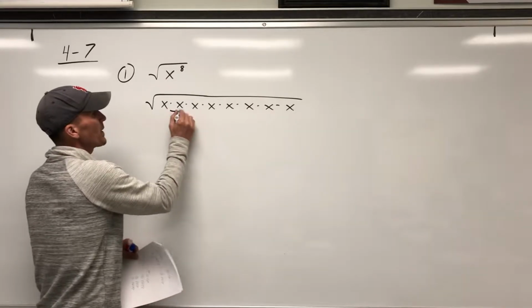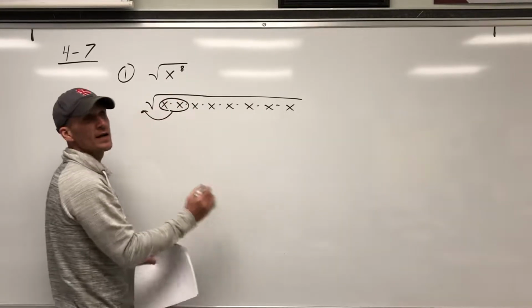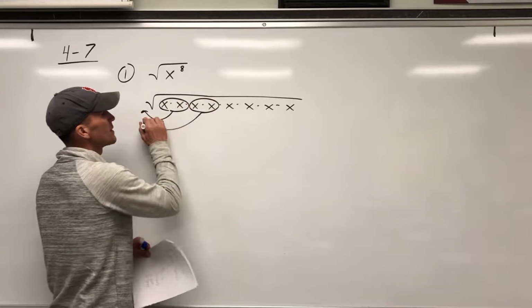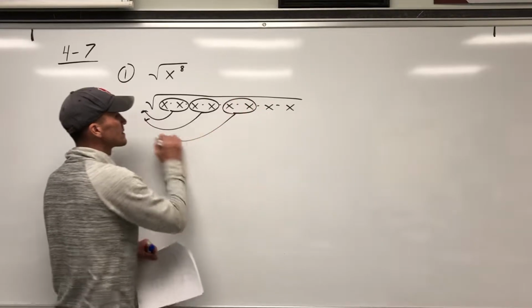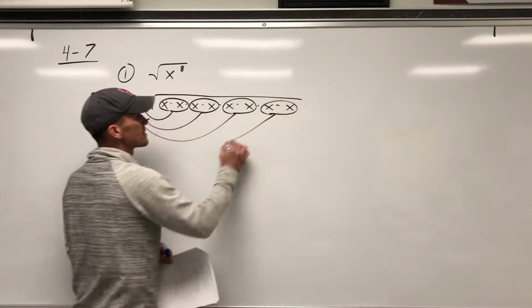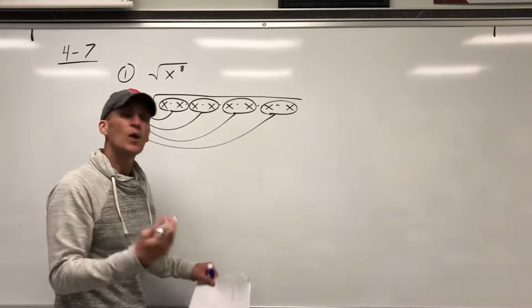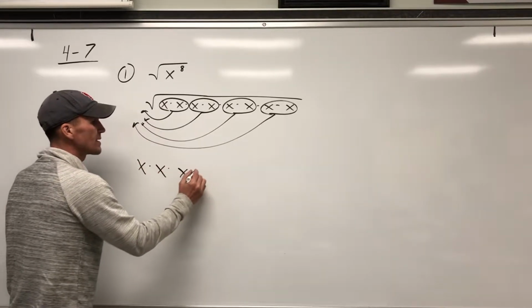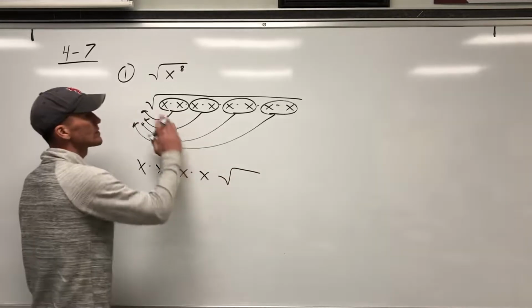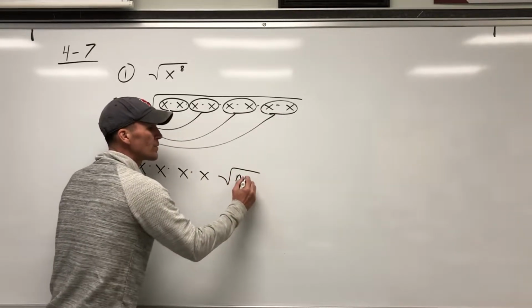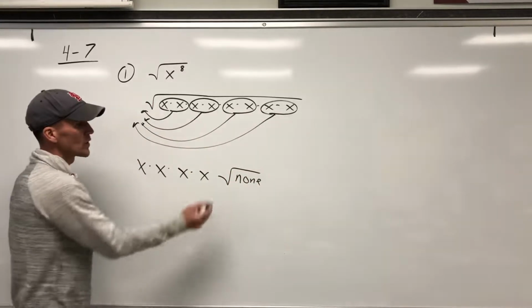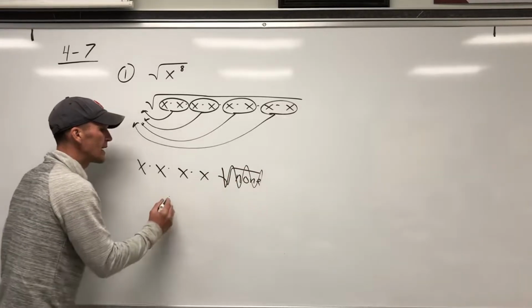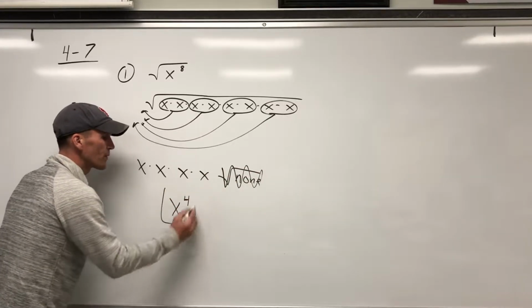So here's a pair of x's. Come outside. Pair of x's. Come outside. Pair of x's. Come outside. And a pair of x's. Come outside. So on the outside, I would have x times x times x times x, and a square root, none would be left in the square root. So I don't have to worry about the square root, and I have x to the 4th.